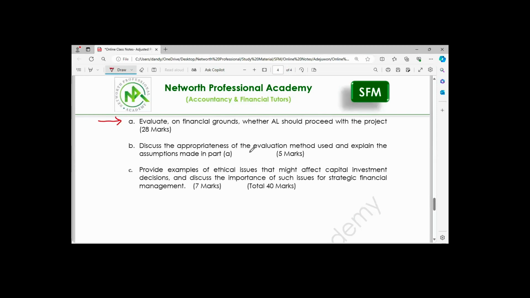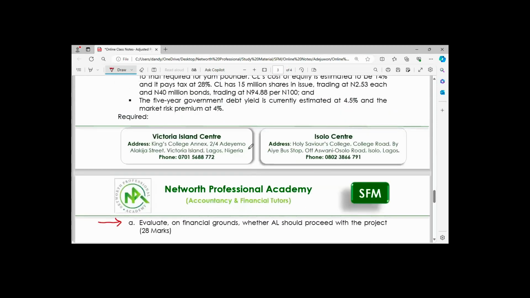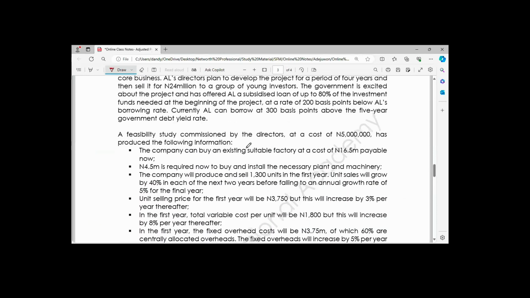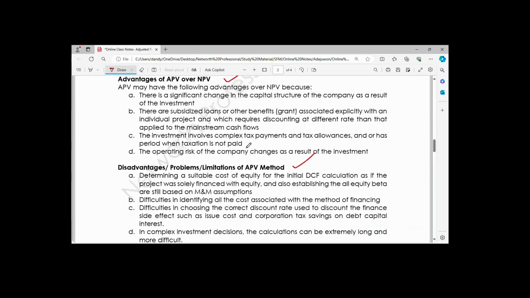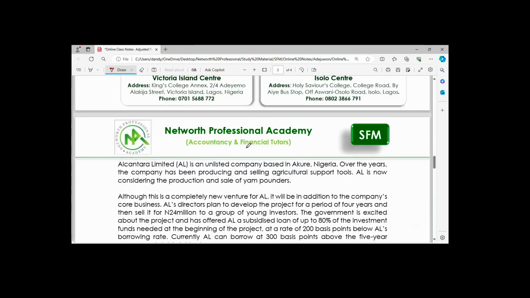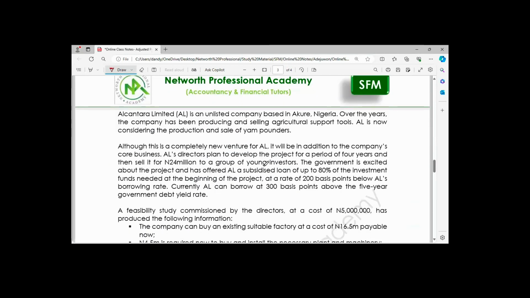But in this particular question, I need to go back to the body and read: am I given a subsidized loan, and am I given issue cost? So let's go back to the question together. That will be my first attempt. In the first paragraph, you are told that Alcantara Limited is an unlisted company based in Akure, Nigeria. Over the years, the company has been producing and selling agricultural support tools. AL is now considering the production and sale of yam pounders.